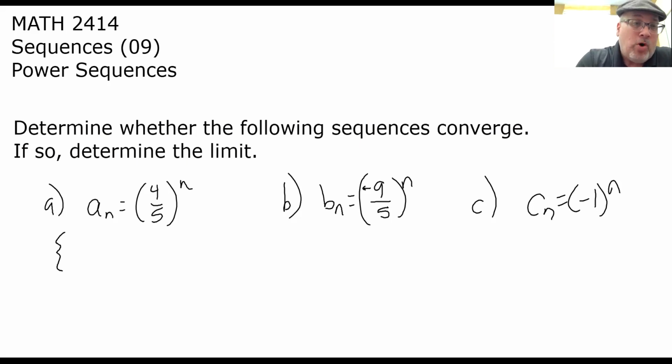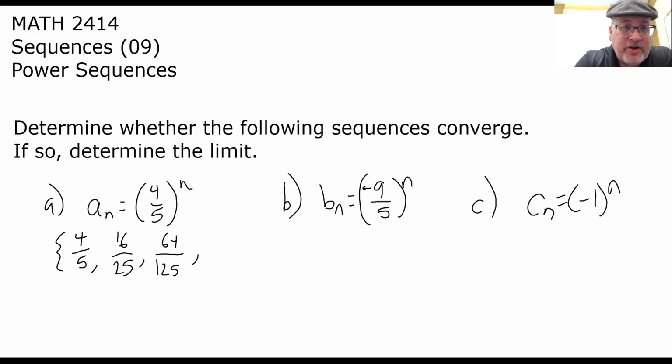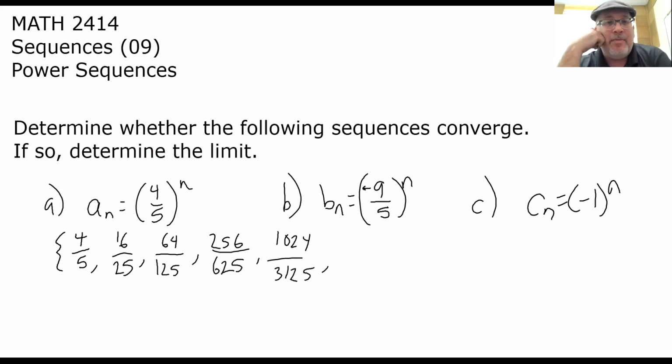But if we start with the power of 1, we get 4/5. And if we square, we get 16/25. We raise to the third power, we get 64 over 125. We raise to the fourth power, we get 256 over 625. And if we raise to the fifth power, we get 1024 over 3125. It may not be evident if anything real is going on here if you're just getting a bunch of numbers. But if we were to turn these into decimals, maybe we can make another observation.